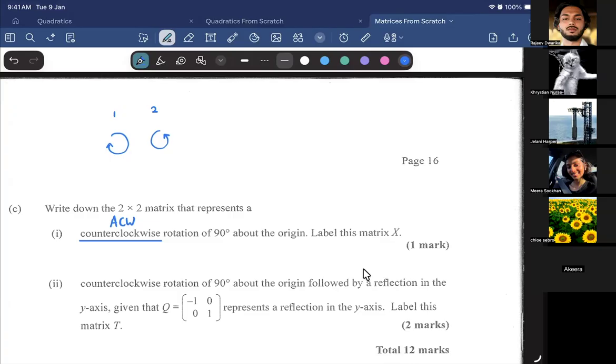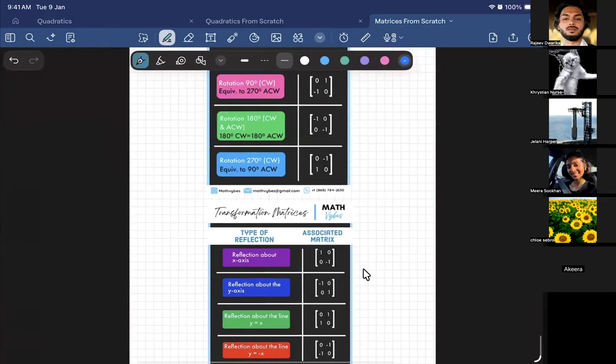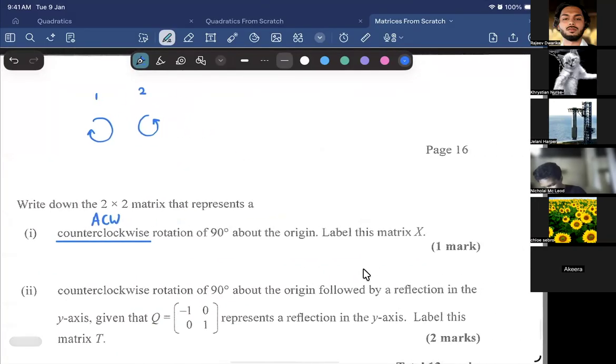Of 90 degrees about the origin. Label this matrix X. Now, will everybody in class remember all of this for the yearly exam, all six? I think most people are not going to have the memory for that. So let me show you how to do this question.